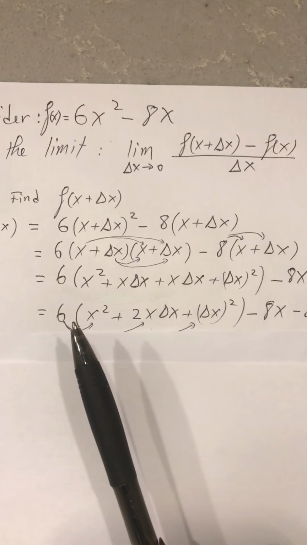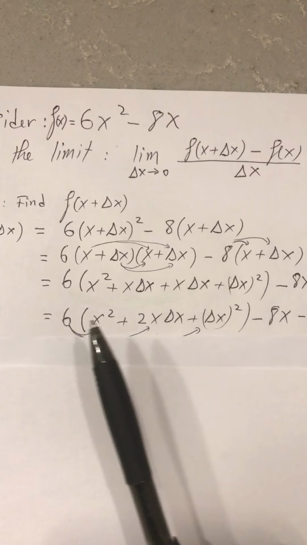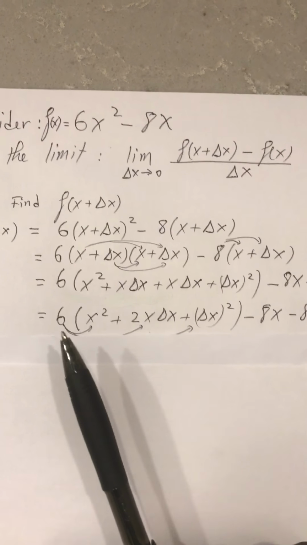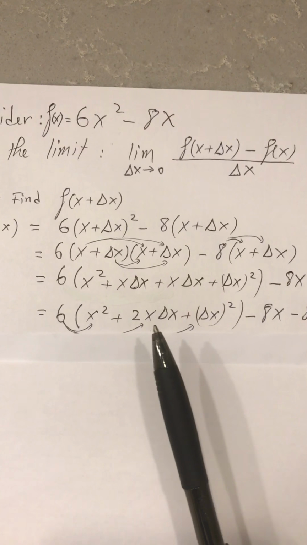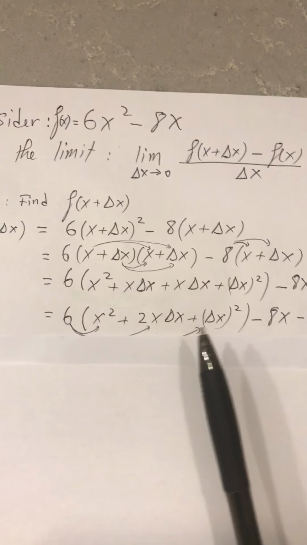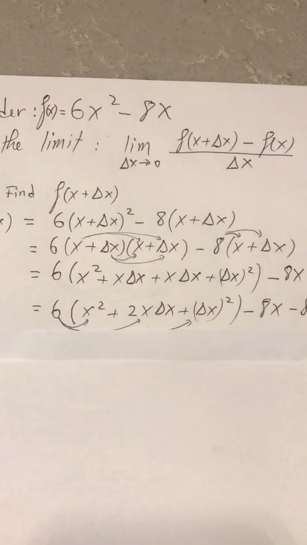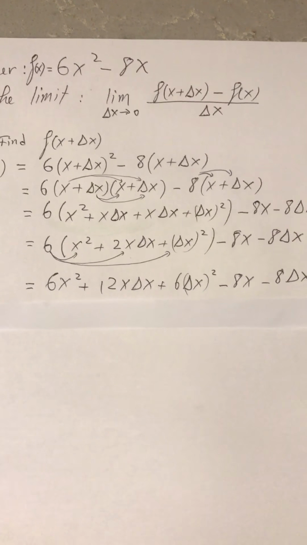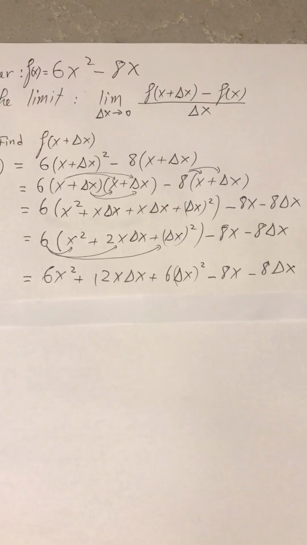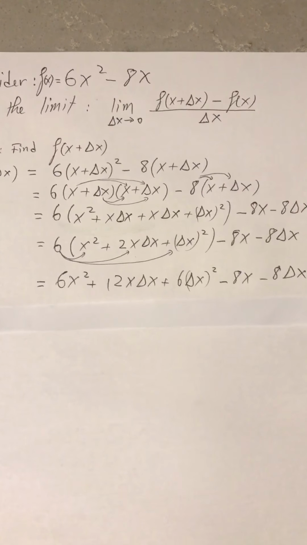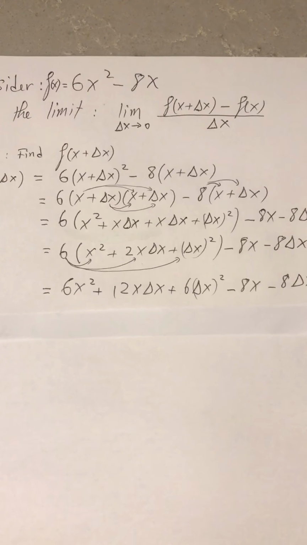Now let's distribute the 6 to all those terms. 6 times x squared, 6x squared. 6 times 2x delta x, 12x delta x. 6 times delta x squared will give you 6 delta x squared. So that will give you f of x plus delta x.